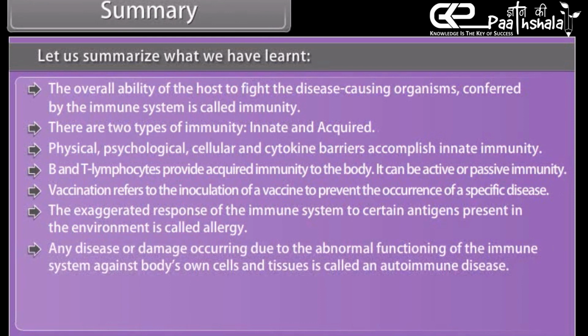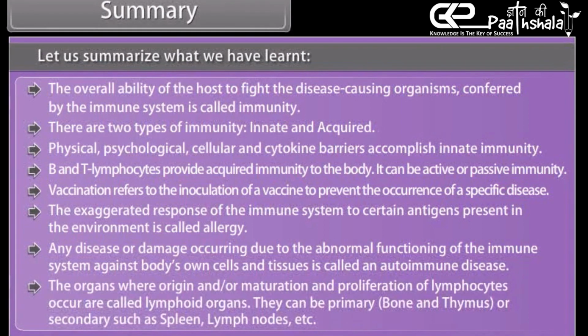Any disease or damage occurring due to the abnormal functioning of the immune system against body's own cells and tissues is called an autoimmune disease. The organs where origin and/or maturation and proliferation of lymphocytes occur are called lymphoid organs. They can be primary, bone marrow and thymus, or secondary, such as spleen, lymph nodes, etc.